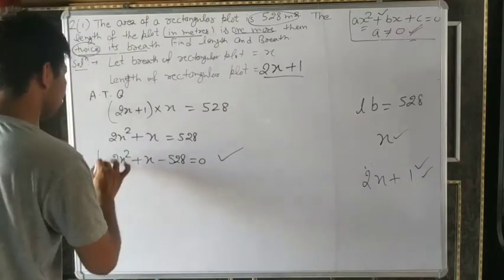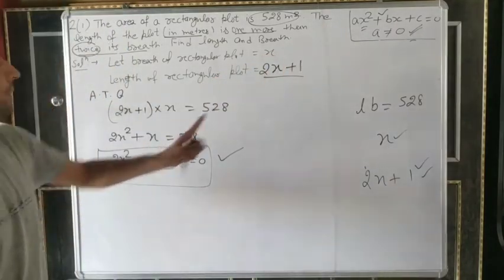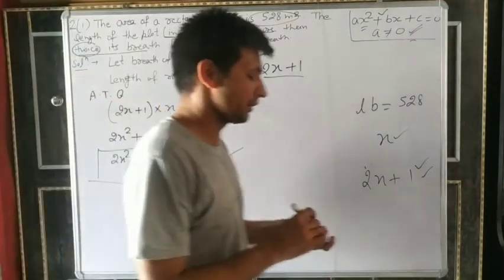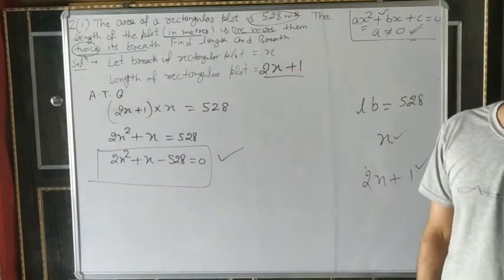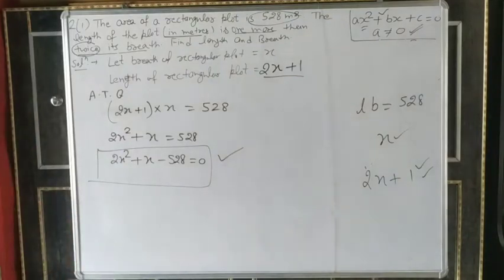And is it a quadratic equation or not? Yes. A value is 2, B value is 1 and C value is minus 528. So it is a quadratic equation. So it is your answer for the first part, because we only have to make the equations, dear. Note it down.